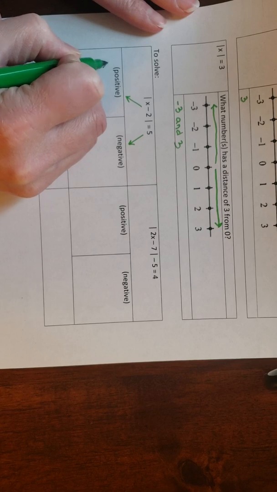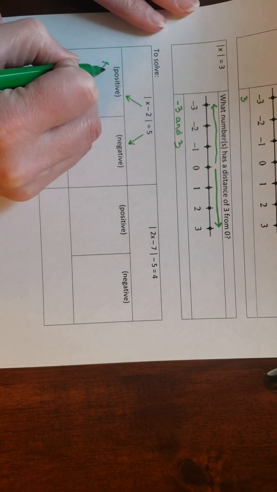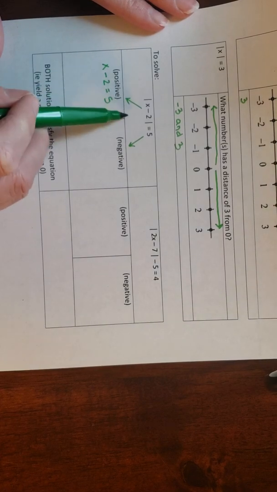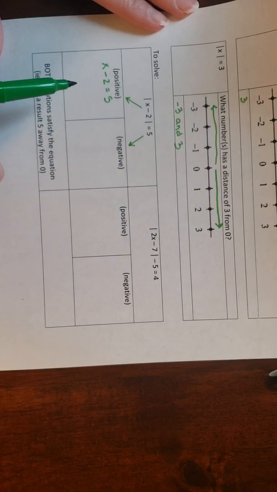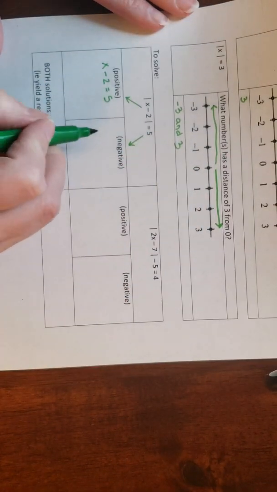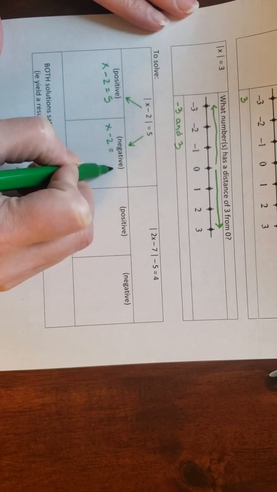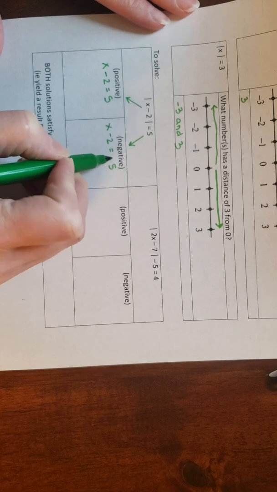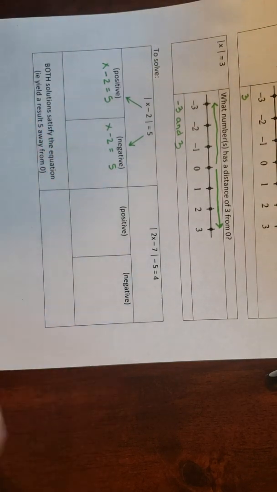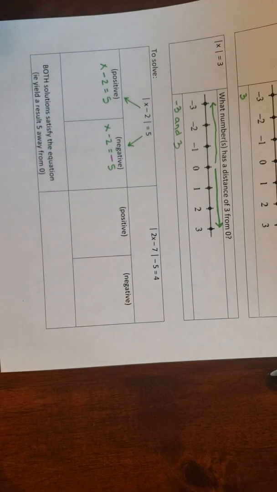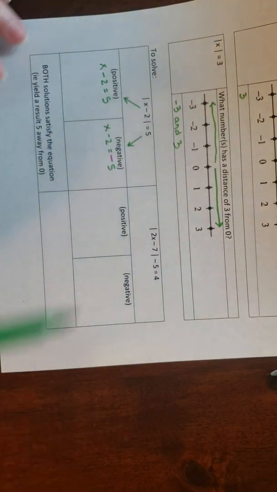Positively, we just bring down the absolute value equation straight down as it is. However, we just drop the absolute value signs. And then the negative way, we do the same thing, x minus 2 equals, but we're just going to make this into a negative 5, like so. And then we'll go ahead and solve out.